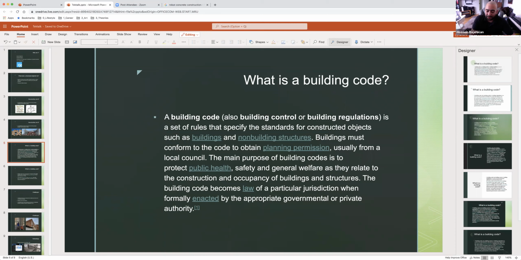And this is not just structures. There are building code requirements in relation to mechanical, plumbing, building envelope, electrical, all of these have their own building code requirements.